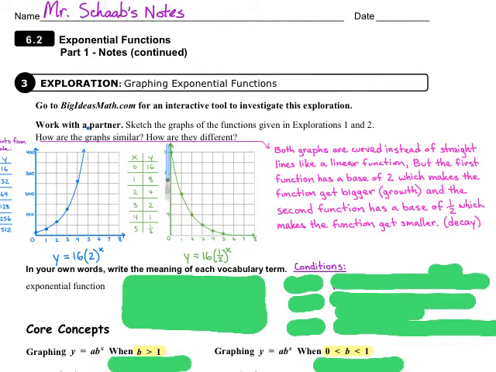You can see one is curved up and one's curved down. So that's what I said in the next line. The first function has a base of 2, which makes the function get bigger, which is called growth. And the second function has a base of 1/2, which makes the function get smaller, and that's called decay. We'll talk a little bit more about those terms later. But that's basically the difference between these two functions. You see, everything is the same, except the base of the power here is 2, and the base of the power here is 1/2. And that's really the big difference. That's why this blue function grows as x gets bigger, and the green function decays as x gets bigger.